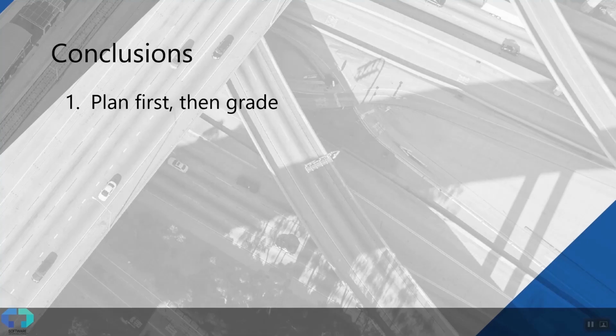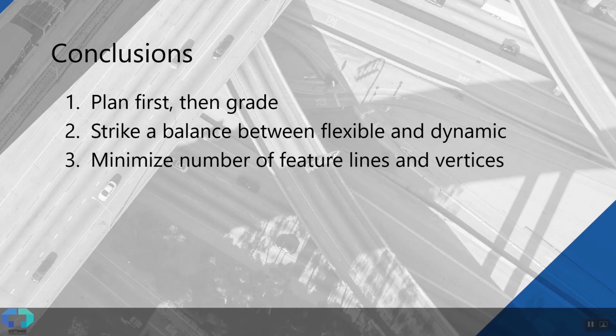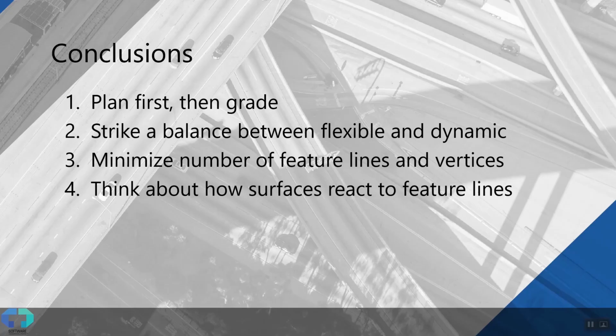Couple things concluding, guys. A lot of stuff I threw at you here. When you grade your sites, you've got to think about it a little bit. You got to plan first and then go grade the stuff. You want to strike a balance between flexible and dynamic. Dynamic is setup surfaces and parking lots. Flexible is just independent feature line editing. You want to minimize the number of feature lines and vertices. The more that you have, the more you have to manage and assign elevations. Always minimize that. And remember those break line factors.